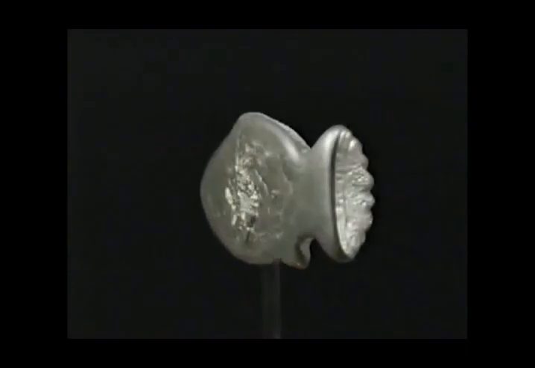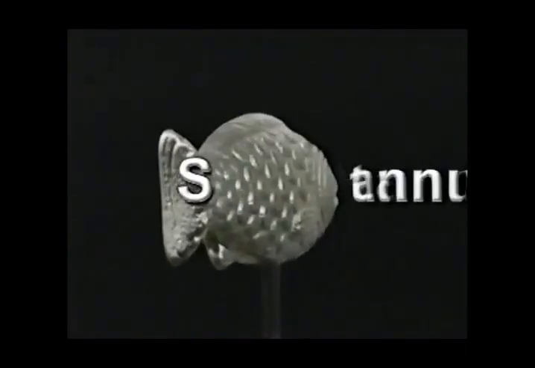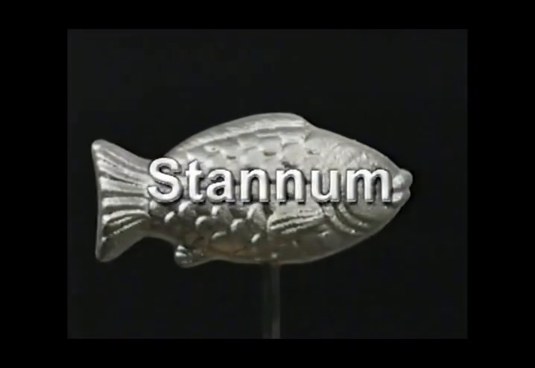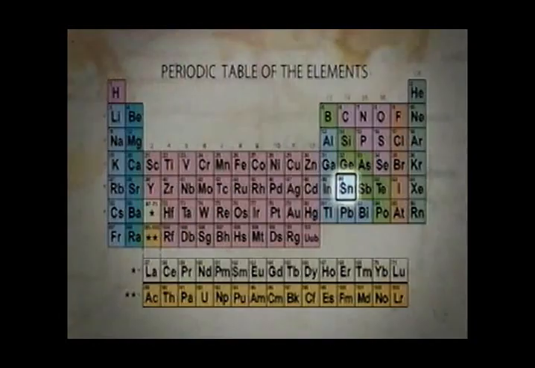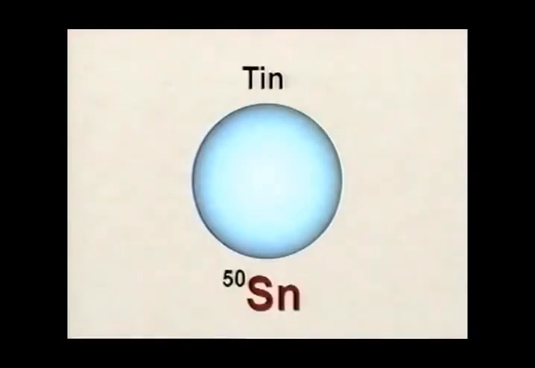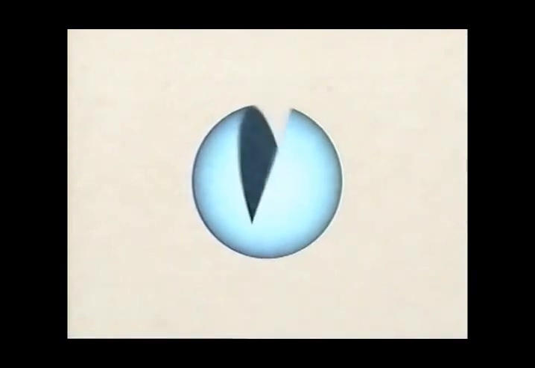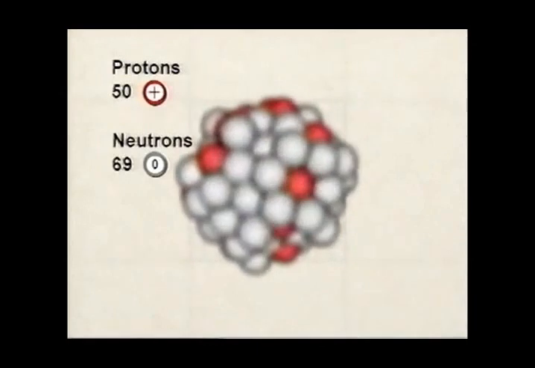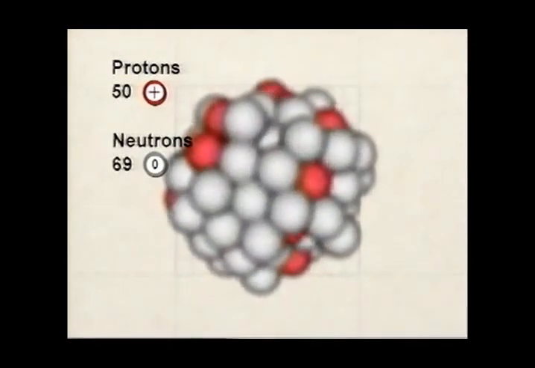Tin's unusual atomic symbol, Sn, comes from stannum, the Latin word for tin. Tin is classified as an other metal and lies in the periodic table's 5th row, period 5. Each atom of tin consists of a cloud of electrons surrounding a compact nucleus that contains almost all the atom's mass. In the most common form of tin, its nucleus has 50 positively charged protons, plus 69 uncharged neutrons.